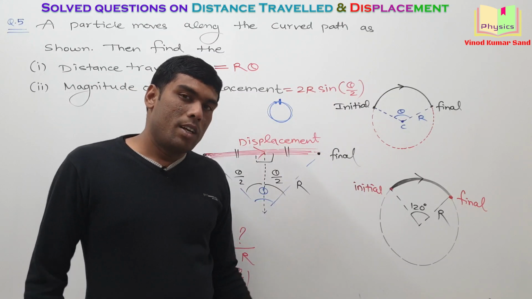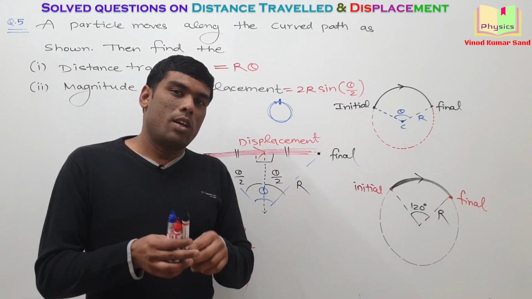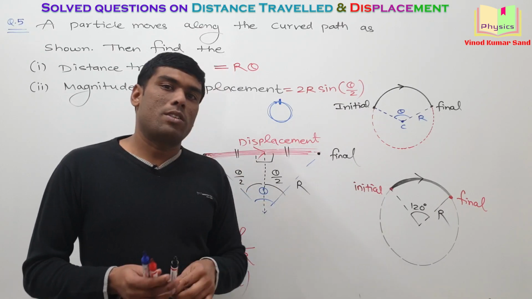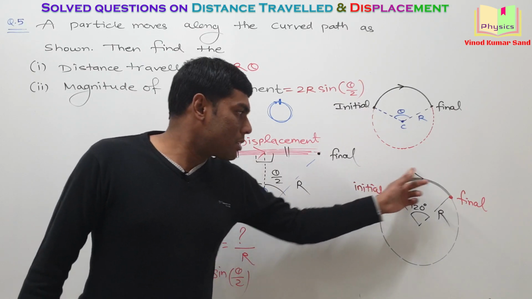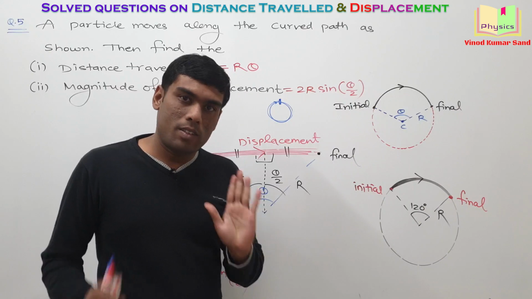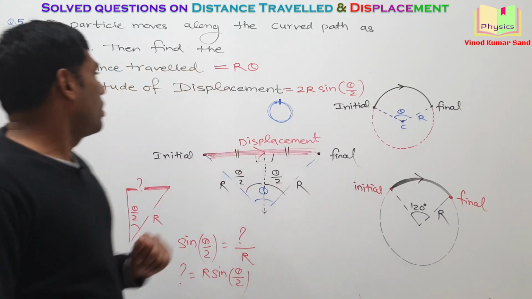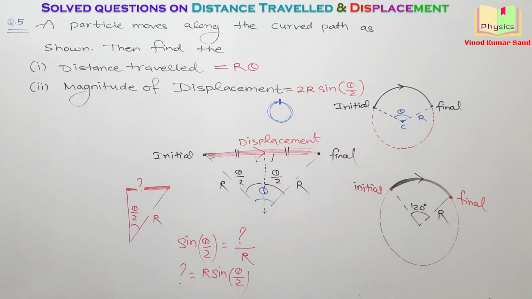Getting it? Now can you answer for the other situations? Whether the particle covers a quarter circle or covers an arc like this. I hope you get it. Note it down. Then we'll be taking up question number 6.